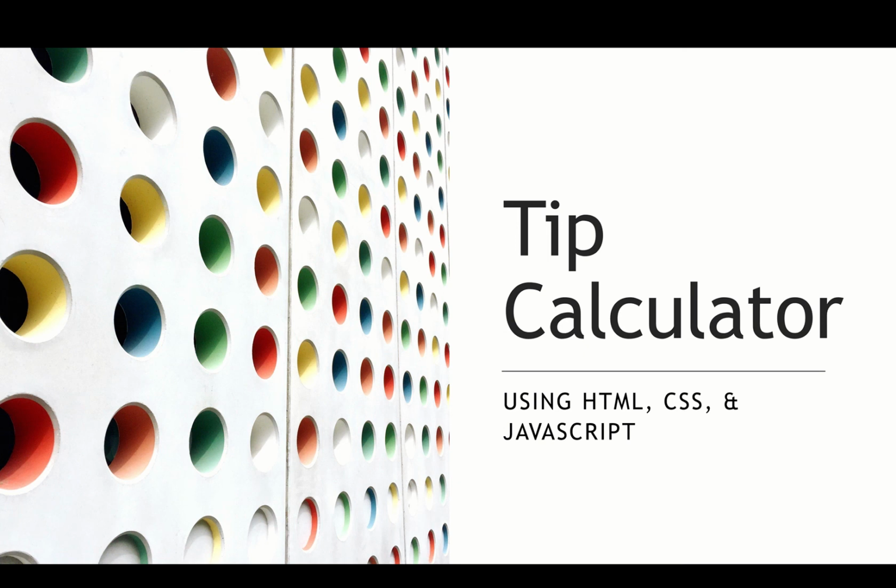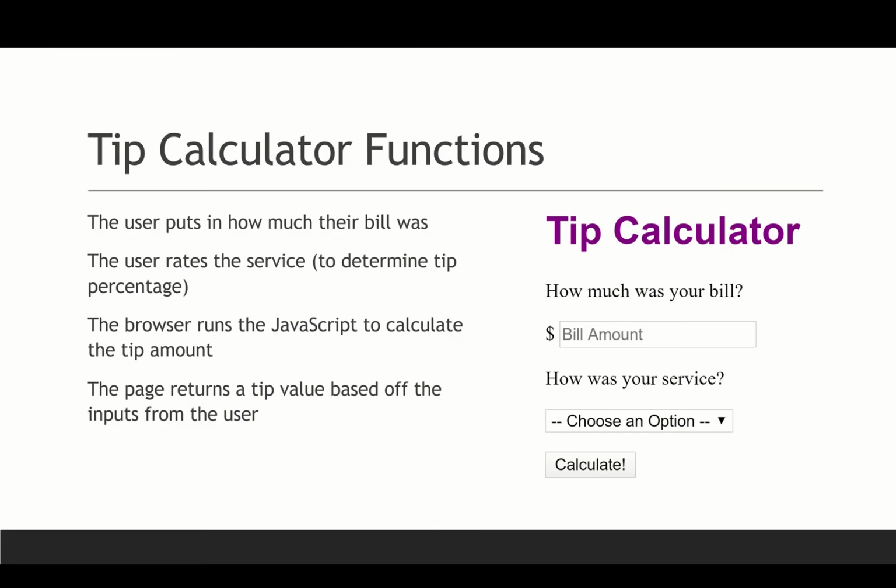Welcome to the first video on how to create a tip calculator inside an HTML file using HTML, CSS, and JavaScript. The tip calculator will look something like this when we're finished, and the purpose of it is that the user puts in how much their bill was and then chooses a service type, and that determines the tip percentage. And then the browser is going to run JavaScript to calculate the tip amount when they hit the calculate button. And after that, below it, it'll return a tip value based off of the inputs from the user.